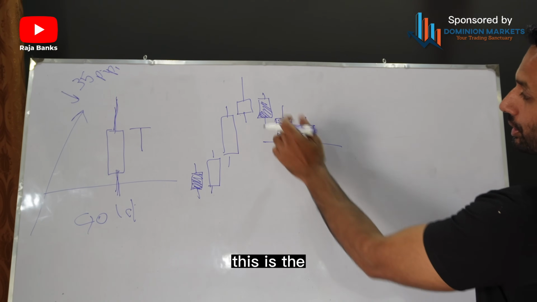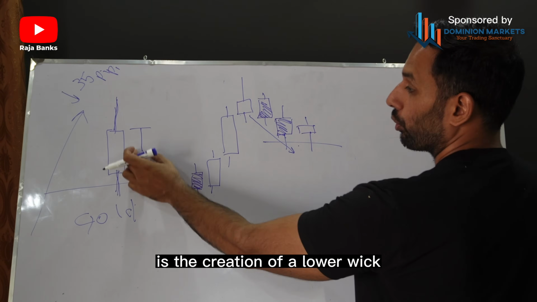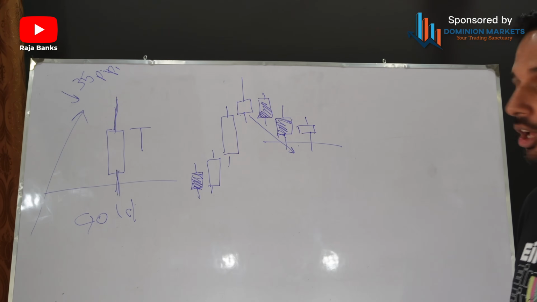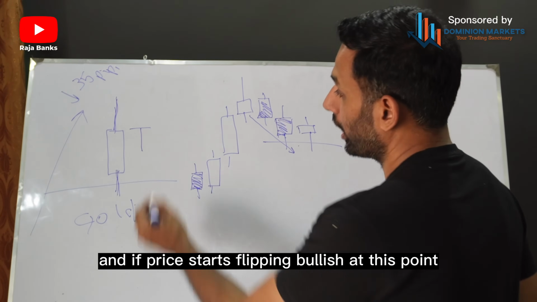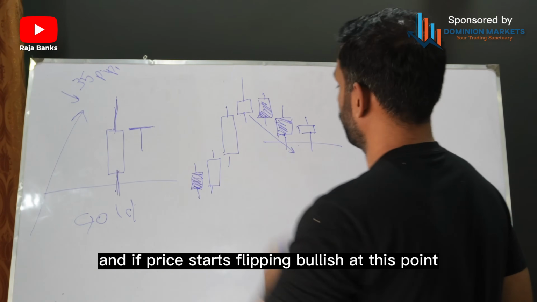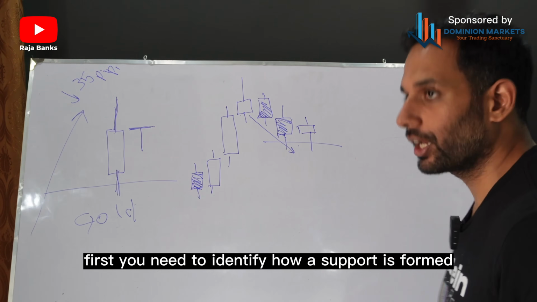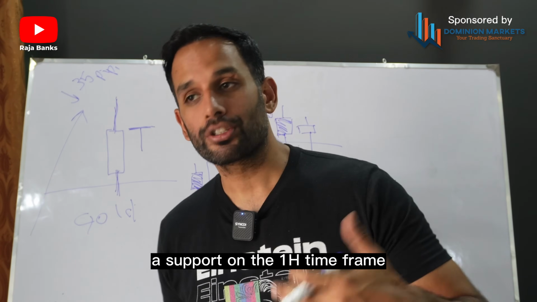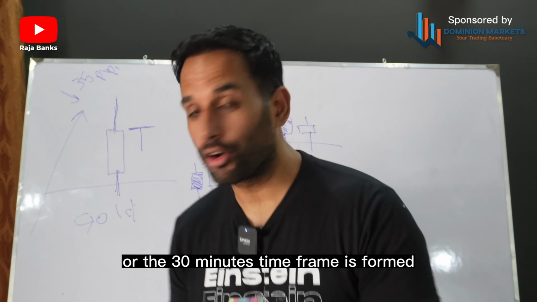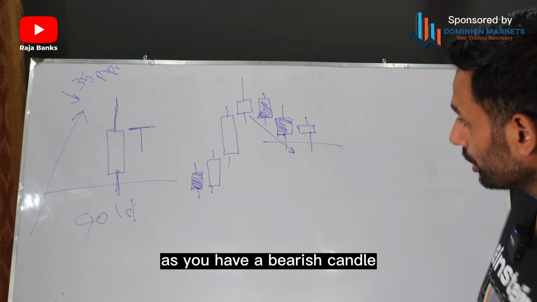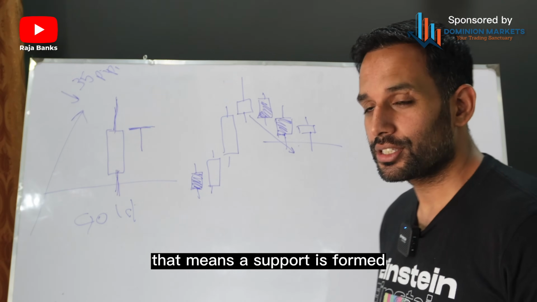This move down is the creation of a lower wick on the 4-hour time frame. Once this lower wick has been created, if price starts flipping bullish at this point, first you need to identify how a support is formed. A support on the 1 hour or 30-minute time frame is formed as you have a bearish candle followed by a bullish candle. That means a support is formed.